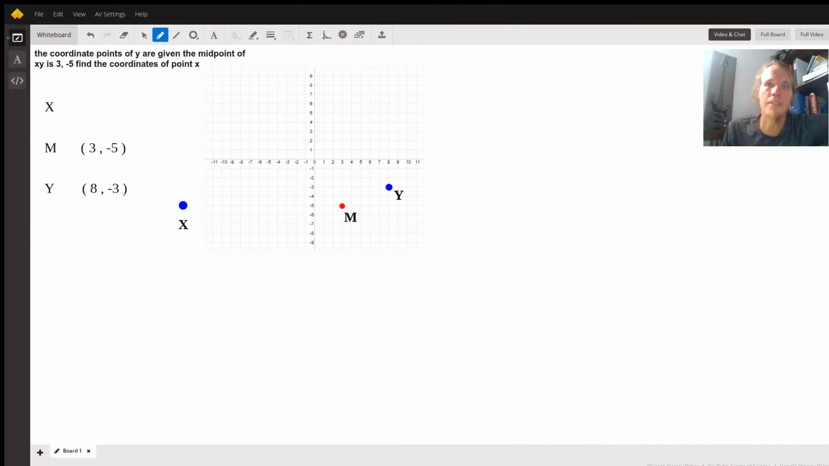Hey there, it's Danny B from Danny B Tutoring, and today we're going to do a geometry problem where we find the missing endpoint of a line segment when we know one endpoint and the midpoint of the line segment.